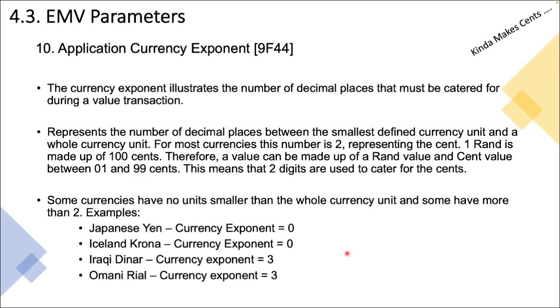Now, you may be wondering, how important is this? Surely everyone uses this system of one unit made up of 100 smaller units, but that actually isn't the case. Some examples that I've pulled up off the internet are the Japanese yen, which doesn't have a smaller subunit, nor does the Icelandic krona. Whereas the Iraqi dinar and the Omani rial both have a currency exponent of 3, which means they've got 1,000 of the subunits that make up one unit.